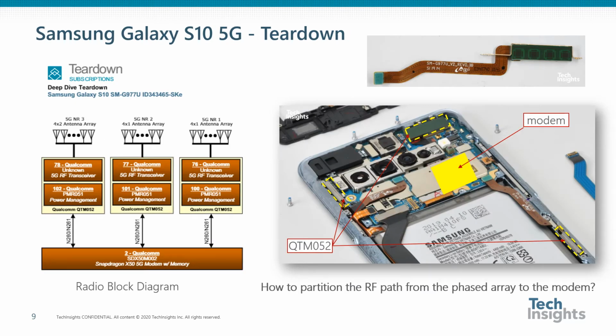We start with the teardown of the handset. This is the Samsung Galaxy S10 5G. The image shows the phone with the back panel removed to expose the antenna modules and the main PCB.